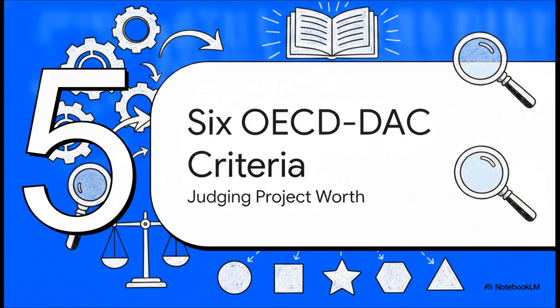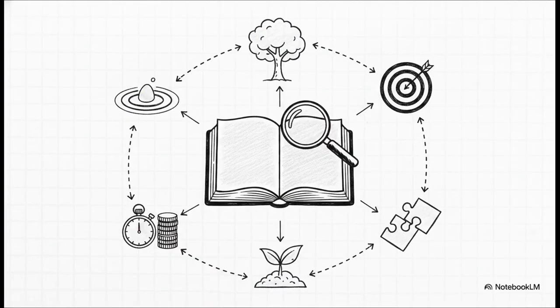Section 5. 6 criteria for project evaluation. When an evaluation asks if a project was actually any good, it needs an agreed-upon set of angles to judge from. Enter the global gold standard, the OECD-DAC criteria. These 6 angles ensure a really comprehensive review. Relevance asks if it met real needs. Coherence checks if it fit with other policies without duplicating work. Effectiveness looks at intended outcomes. Efficiency examines if resources like time and money were used well. Impact looks at the real, long-term difference, including unintended harms. And sustainability asks if the benefits will actually outlive the funding.